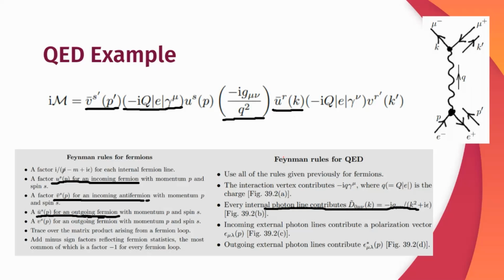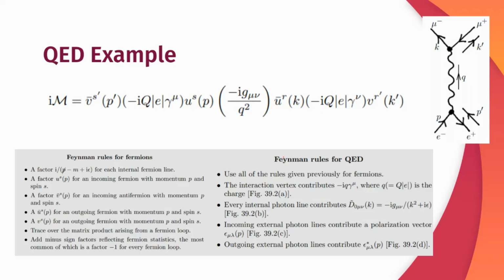And then we have the interaction vertex, which we saw before. That's going to be another factor of negative iQe gamma^nu. So we've got that right here. And then we finally have our outgoing fermion, which we can see here is going to be v_s(p) right there. So using the Feynman rules, we have directly translated this pictorial representation that anyone can interpret into this complicated mathematical equation.